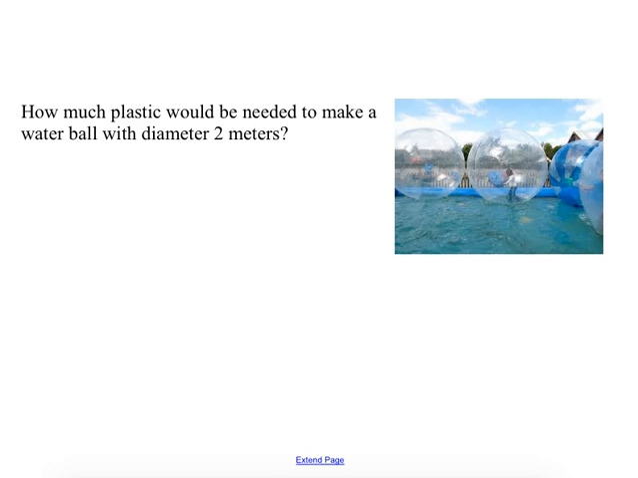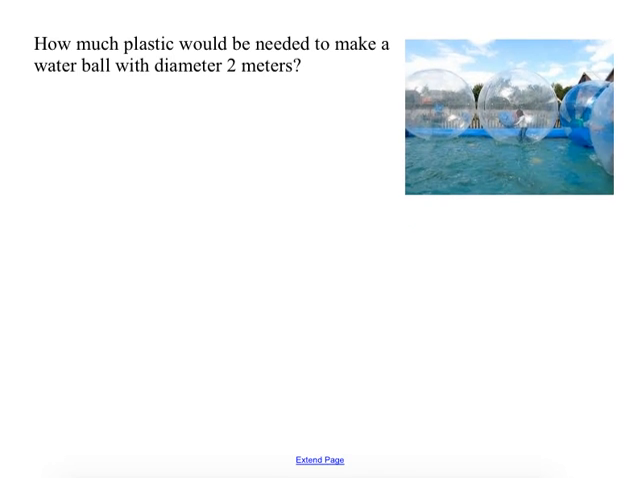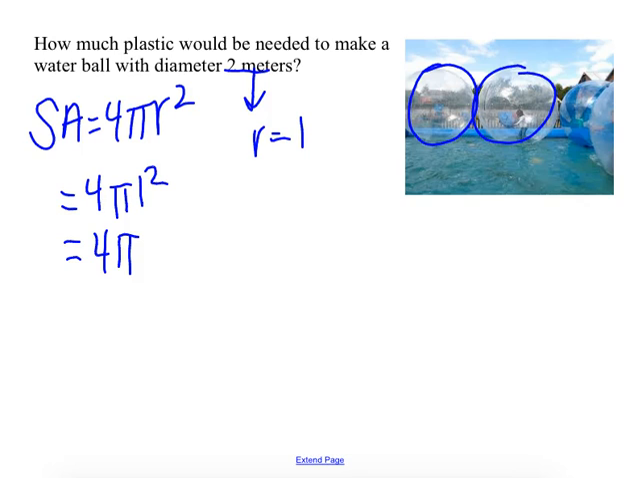Now to round out this lesson here, we're going to finish with this plastic ball problem. How much plastic would be needed to make a water ball with a diameter of 2 meters? So what's the size? Surface area or volume? We need the material to make this plastic ball. That'd be surface area. And it has a diameter of 2, meaning radius equals 1. Plugging in 4 pi 1 squared. 1 squared is just 1. 4 times 1 is just 4 pi, which is approximately 12.7 meters squared.